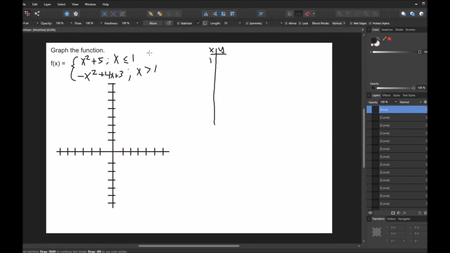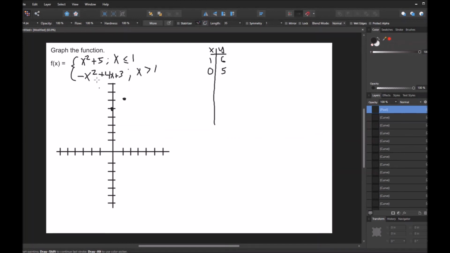So we plug in 1, we're going to get 1 squared plus 5, 1 squared is 1, and 1 plus 5 is 6. So we know we have the point 1 comma 6, so we go up 6 to about here. Then if I plug in the point 0, 0 is less than 1, so we go to the top equation again. 0 squared is 0, and 0 plus 5 is 5. So we have 0 comma 5, so I'm going to go up 5.